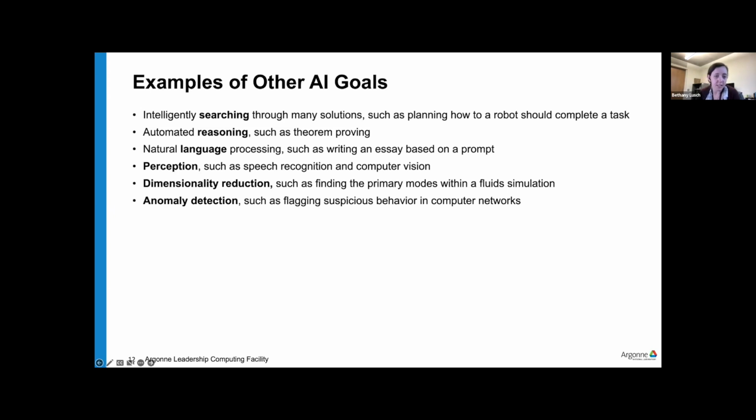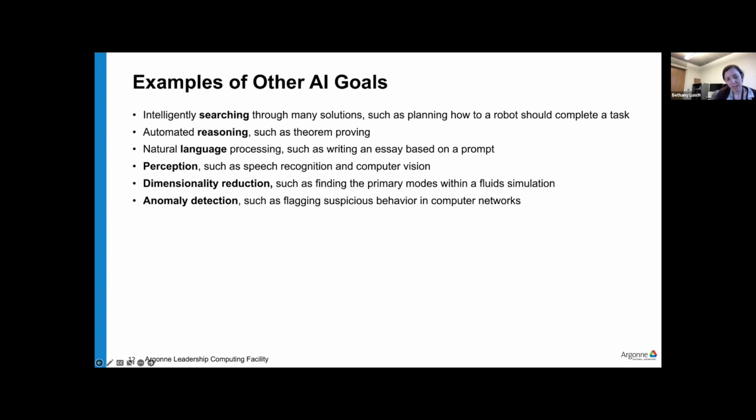Perception could include things like speech recognition and computer vision. Speech recognition has gotten so accurate now with speech to text on our phones. Dimensionality reduction, so something along the lines of compression, like you want to find some reduced representation of your data in the context of physics. This could be something like the primary modes in a fluid simulation.